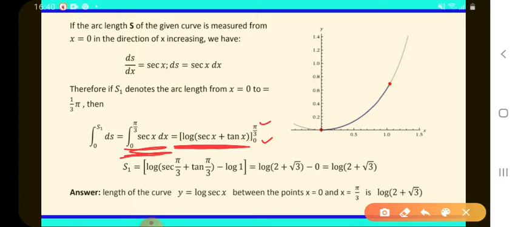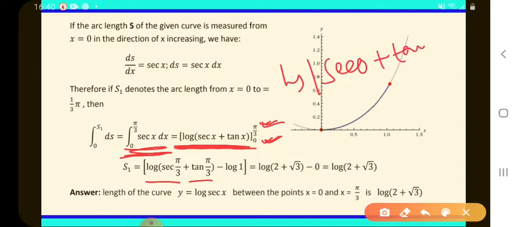Now I integrate secant x. What is the formula of secant x? Log of secant x plus tan x, and 0 and pi by 3 are limits. First I substitute pi by 3: log of secant pi by 3 plus tan pi by 3, minus, I substitute 0: log of secant 0 plus tan 0.